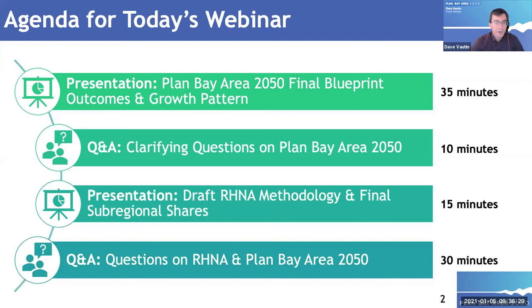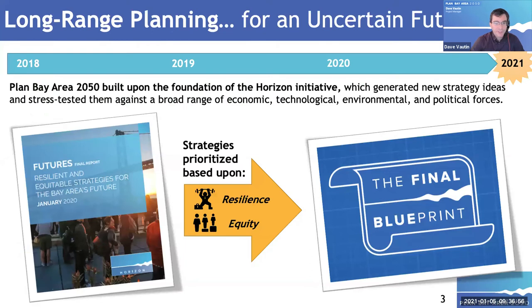The material is all available on the respective websites, planbayarea.org for the plan and abag.ca.gov for RHNA. Our office hours program is ongoing, and we've already met with a number of jurisdictions and stakeholders, and so that opportunity continues to be available as we go through here in January. So let's get started with the presentation.